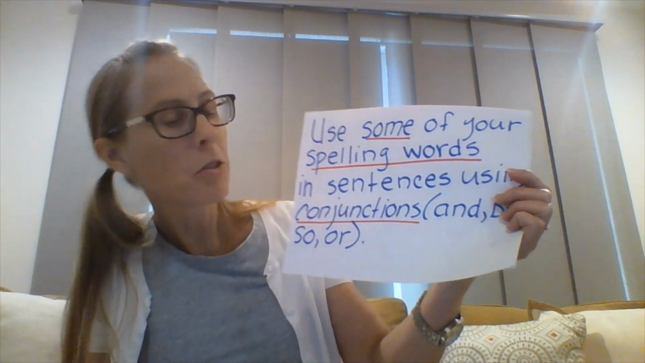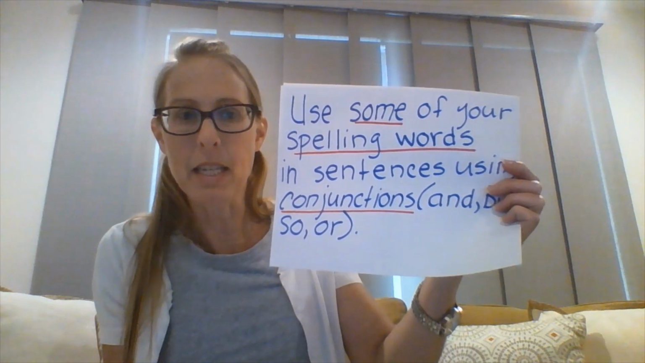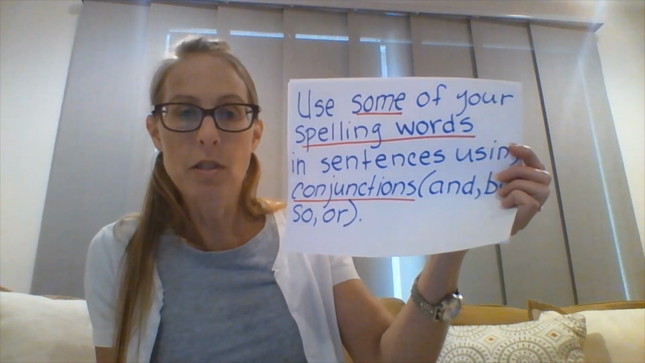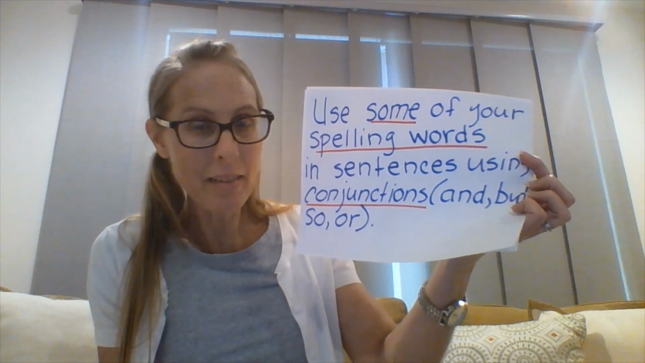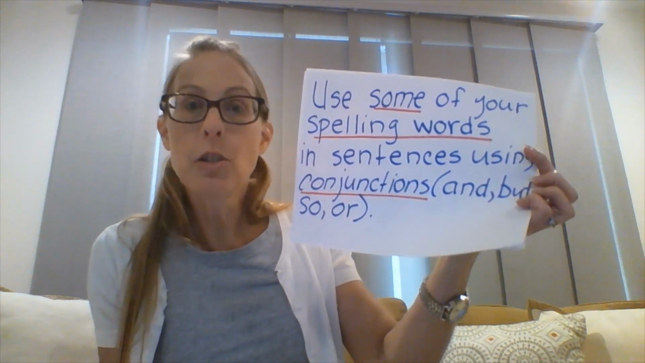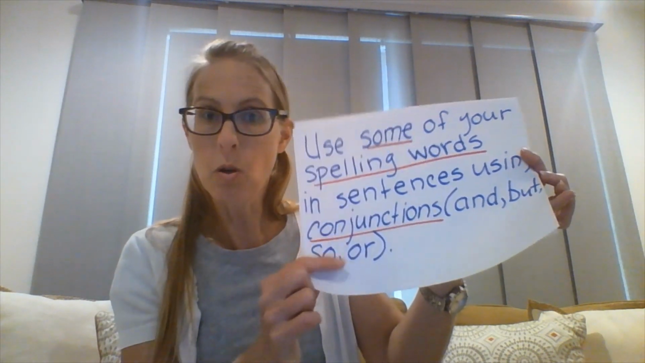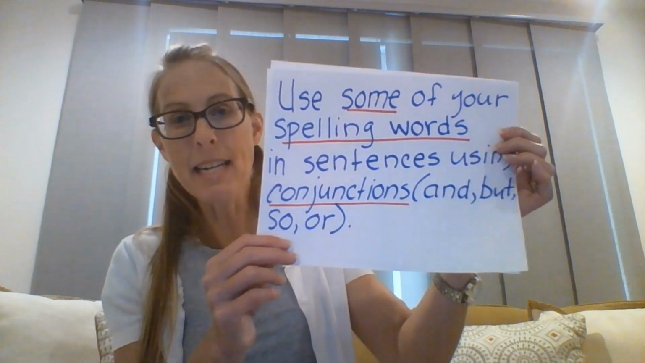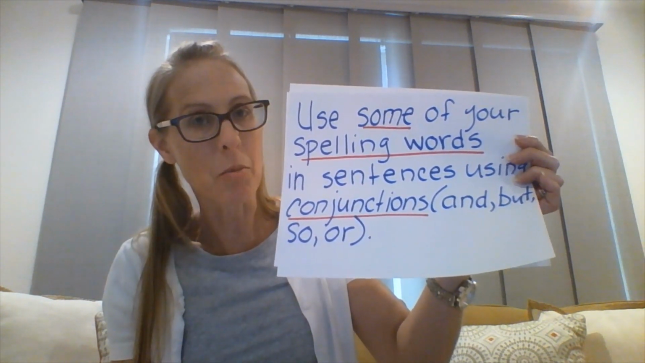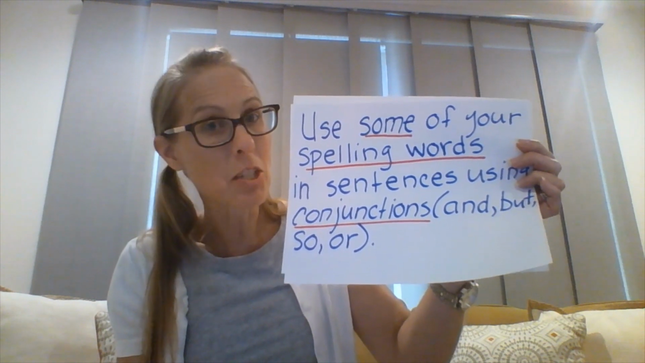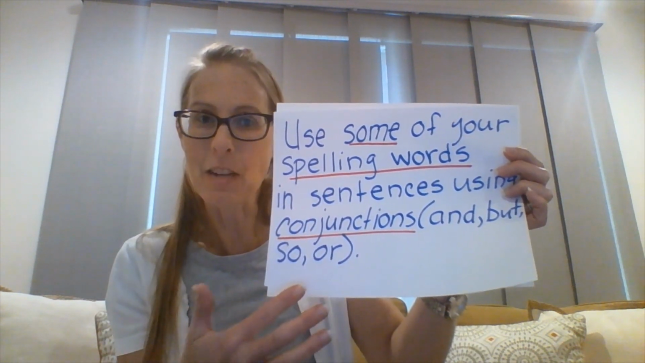I want you to use some of the spelling words, which I will put up for you in a moment so you can see them again and push pause. You use some of your spelling words in sentences, as many as you can, in sentences using conjunctions, using and, but, so, or. Okay? So try to take those spelling words, make super sentences with conjunctions in them, okay? And try not to use the same conjunction and over and over. Try to make it different, okay?